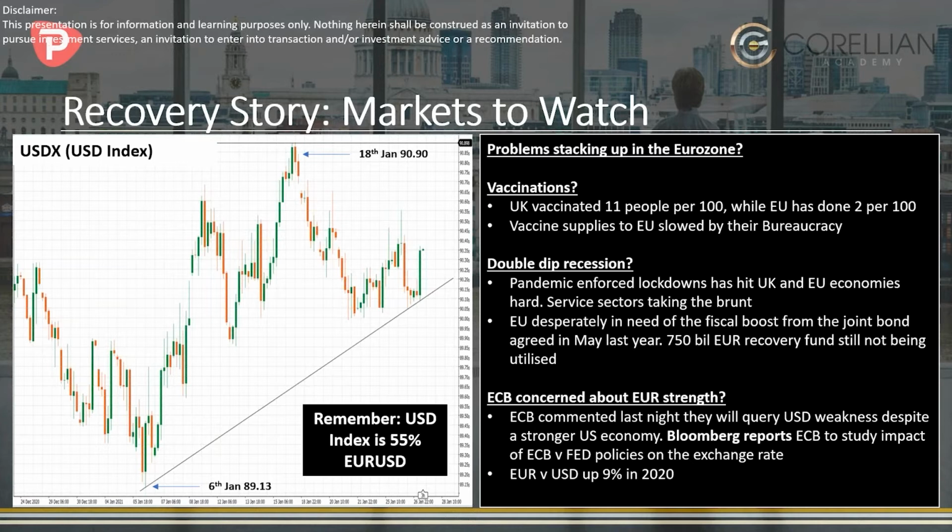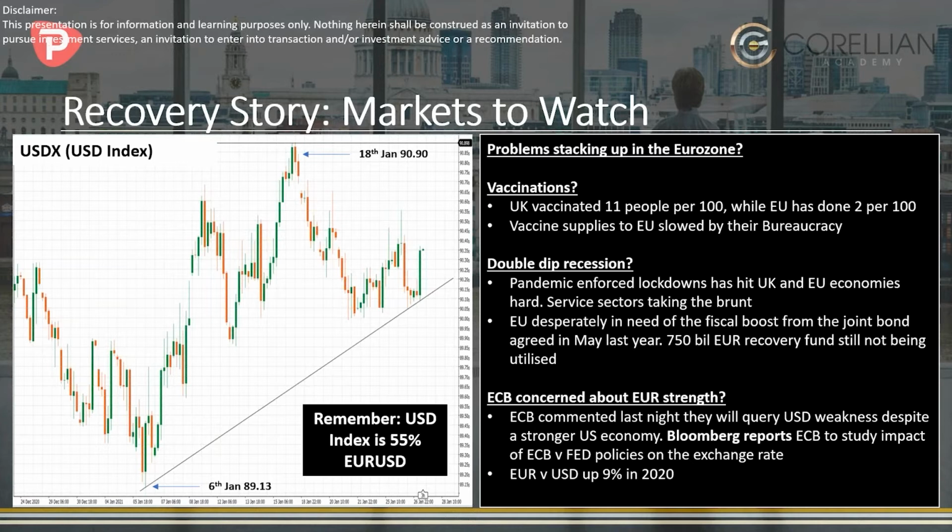So the EU desperately needs this fiscal boost that is supposed to be coming from the joint bond agreed back in last May. They still haven't got this money out there. There is talk that even the way to spend it hasn't been agreed yet, and they don't expect that till April. So this relief package, whilst the UK is doing something on a regular basis, the US is about to agree $1 to $1.9 trillion worth of recovery bill. You know, they're stopgap bills, but they're doing something. The EU is still not ready.